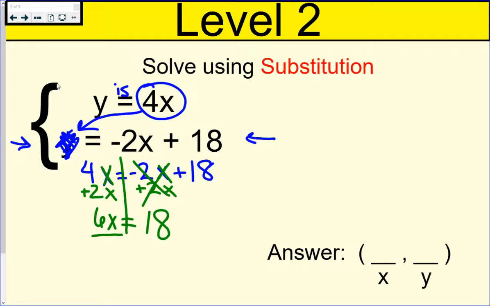Last thing we need to do to get x by itself is divide both sides by 6, and x equals 3. So now we know the x number is a 3.